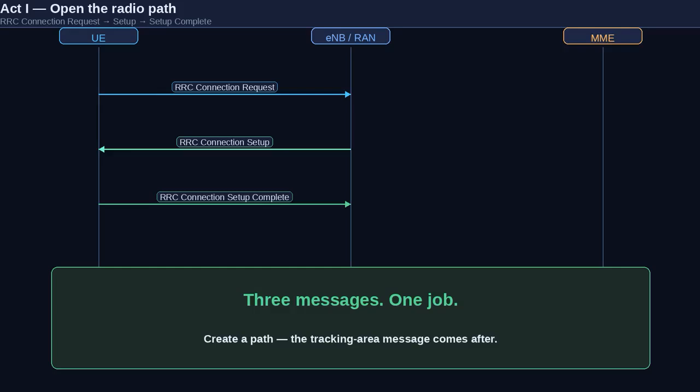The desk has not stamped anything yet. No tracking area identity has been refreshed yet. The phone is only creating the short-lived corridor it needs in order to talk to the core. If you remember only one sentence from this chapter, make it this. The first job is to create a path. The tracking area message comes after that path exists.